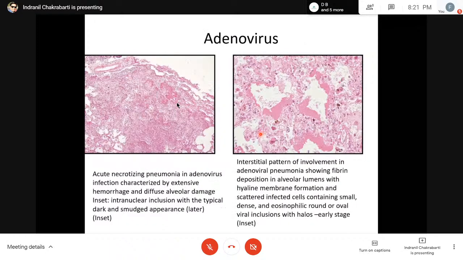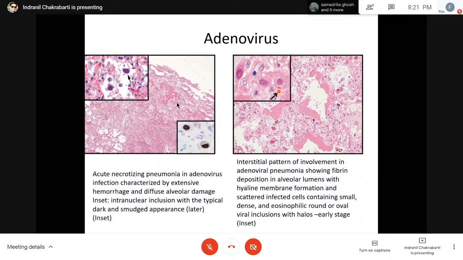In adenovirus, there is acute necrotizing pneumonia, extensive hemorrhage and DAD, that is diffuse alveolar damage. And one of the characteristic features of DAD, you already know, is the hyaline membrane formation. So we are getting DAD, we are getting hyaline membrane, but we should search for the cause. Here you can see these viral cytopathic effects. In the early stage of infection, round to oval eosinophilic viral inclusions with halos can be seen, while in a later stage, these inclusions become dark and smudged. So the early inclusions are dense and eosinophilic, round to oval with halos, while the later lesions show dark and smudged inclusions in cases of adenovirus.